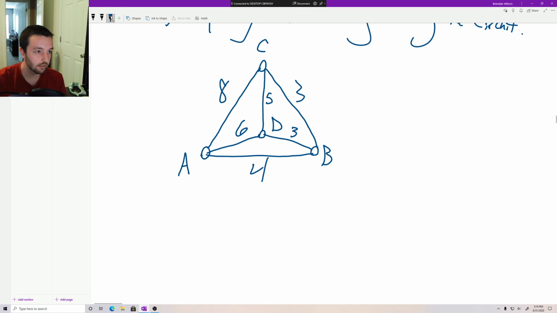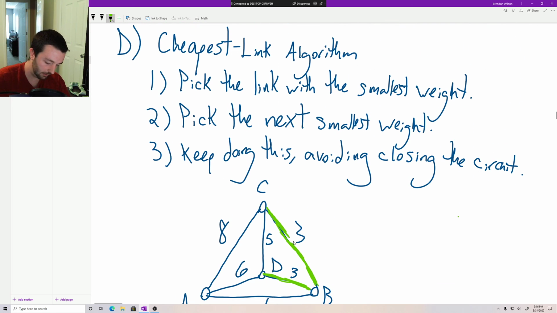Okay, so we want to take the smallest link. We have a tie here though. We have BD and BC. They both have 3. So let's take BD. Now, the next smallest one is BC. So let's take that one. The next smallest, now I missed one thing in the steps here actually.